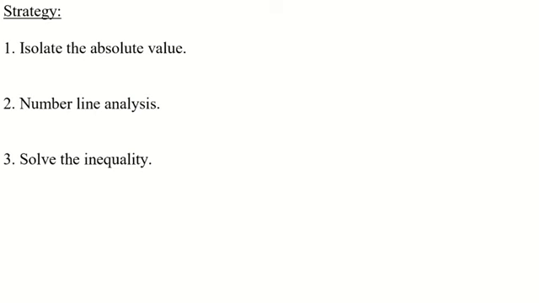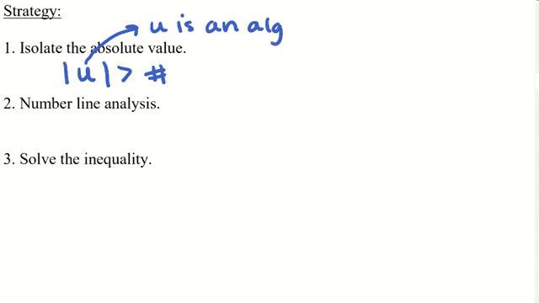Okay, the strategy for solving these is going to be just the same as it was last time when we were solving the equations. We're going to start by isolating the absolute value. So we'll get it down to absolute value of u, when this u is just some algebraic expression. We'll have an inequality sign and we'll have a number. Okay, then we're going to do some number line analysis.